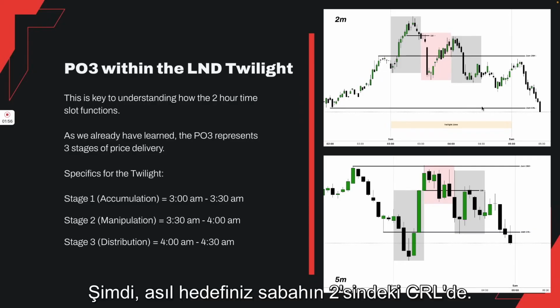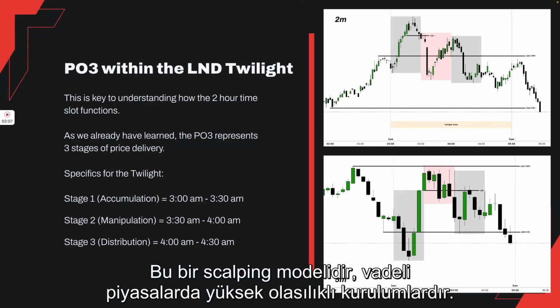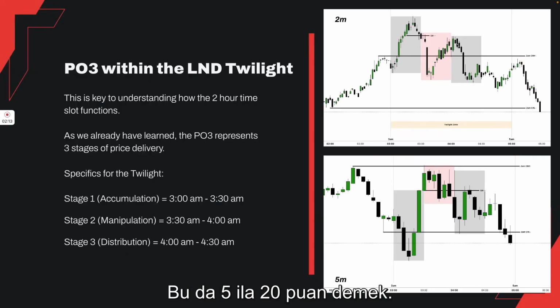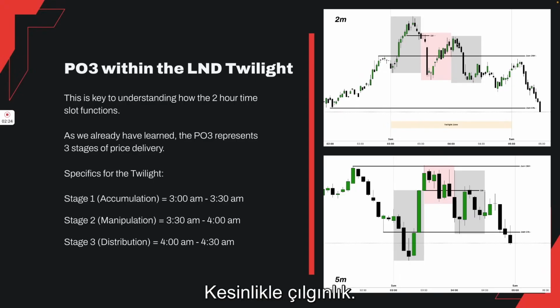Now your ultimate target is down here at the 2 a.m. CRL. However, you must also understand, I have mentioned at the beginning of the video, this is a scalp model. High probability setups. In the futures markets, that means 5 to 20 points. That is what you aim for, and you will have an insane hit rate. Absolutely insane.